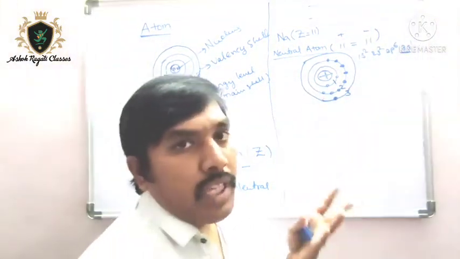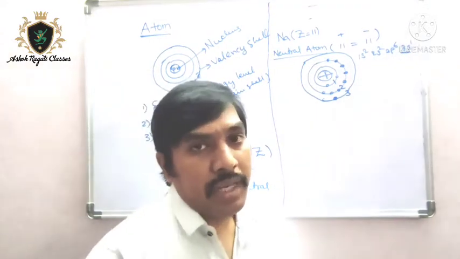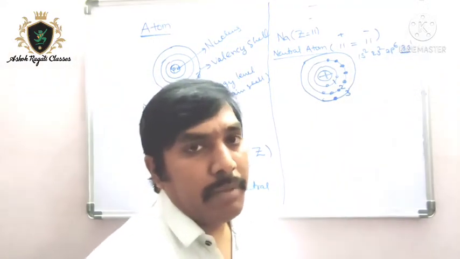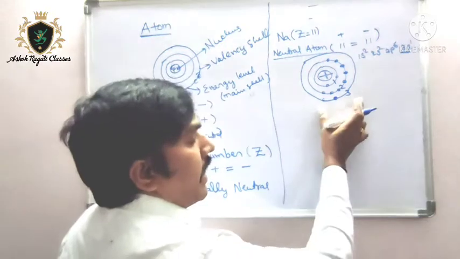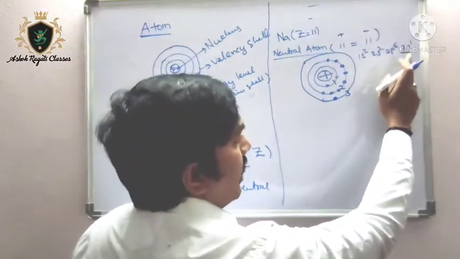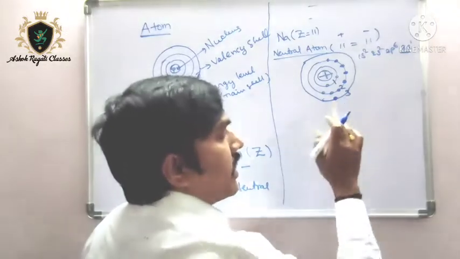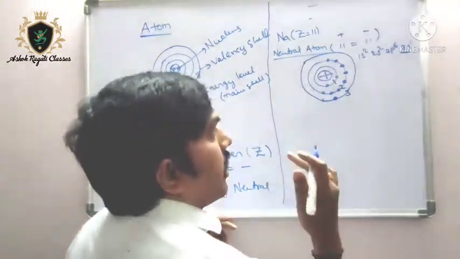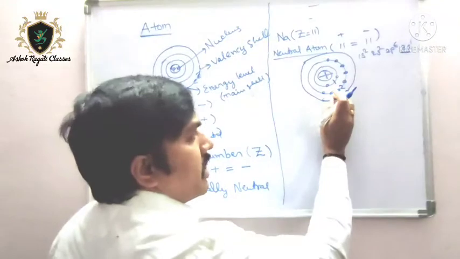Now the atom is not stable. To gain stability, it should contain 8 electrons in the last shell. But how many are there? Only 1. With this one, it can't become 8. So sodium always tries to lose this electron.